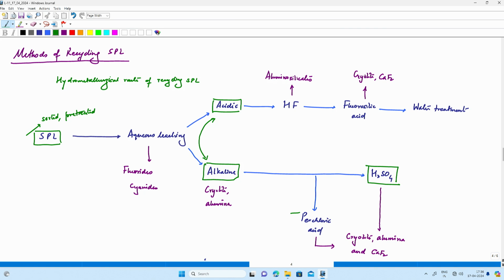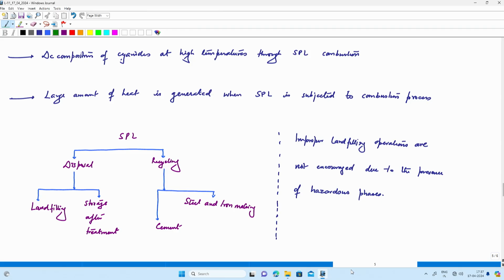So one could not just see it as a recovery of the SPL, but it also could be seen as the recovery of various phases like CaF2, alumina and cryolite, and of course aluminosilicates. So this means that using the SPL as a raw material, we can get a wide variety of products and carbon. So phases and carbon. That was the hydrometallurgical route of treating the SPL.